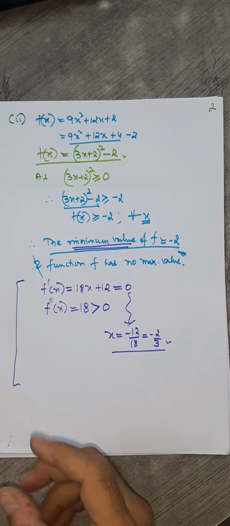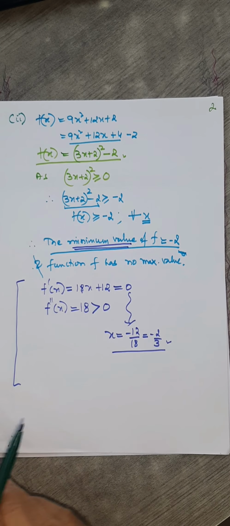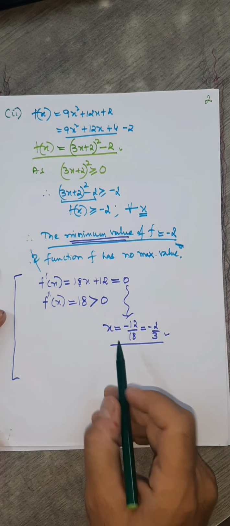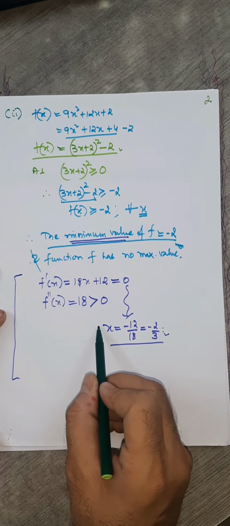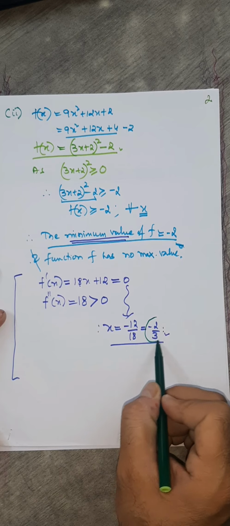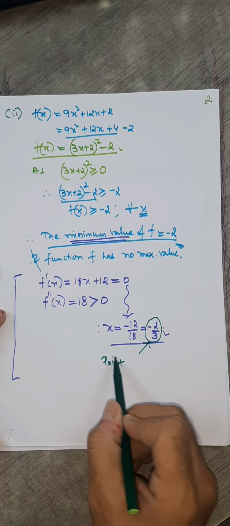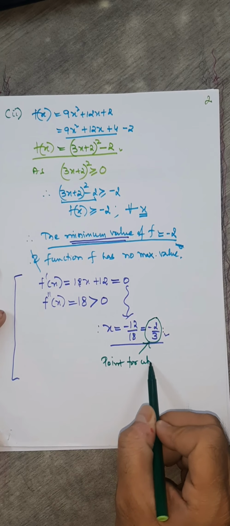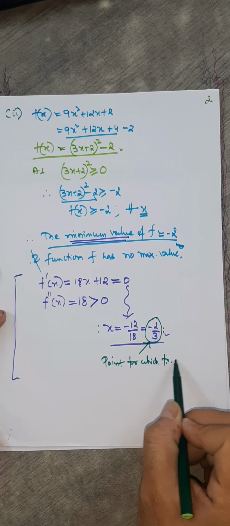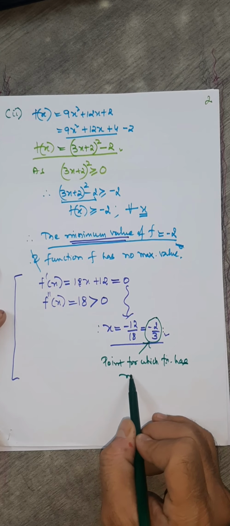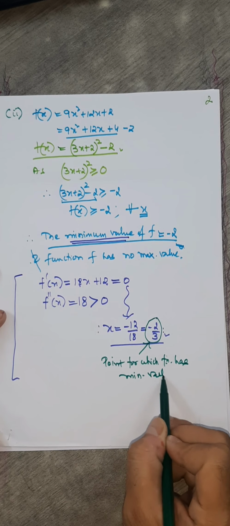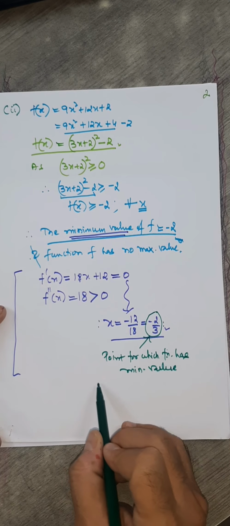So this is the point where the function has a minimum value. Got it? This is the point. This is C as per our theorem. This is the point for which the function has minimum value.